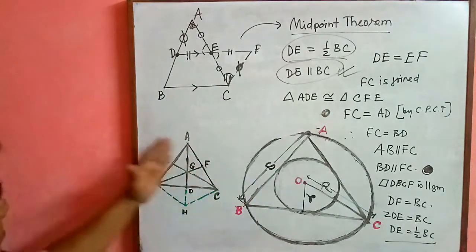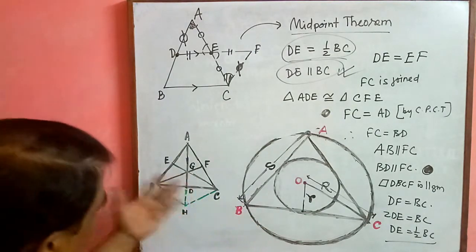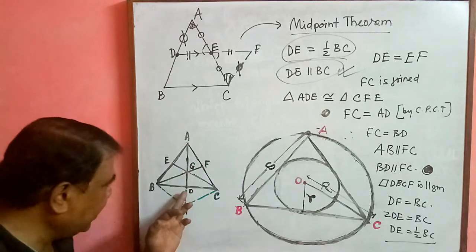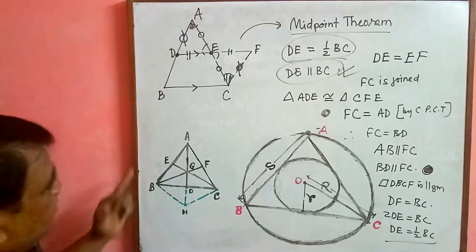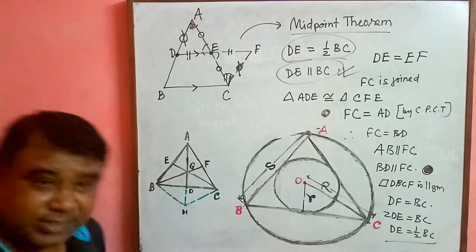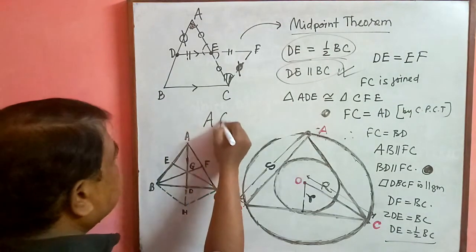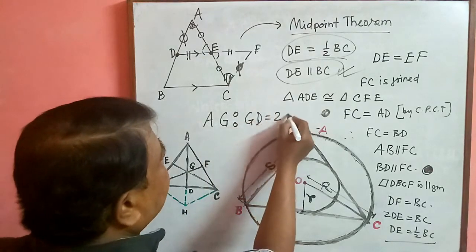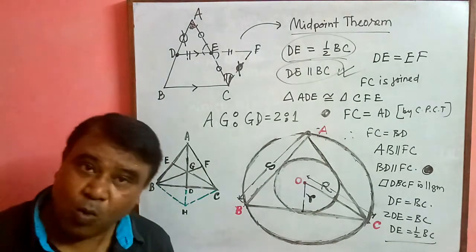Here you see the picture. ABC is a triangle. We know the centroid, here G is the centroid because this is the point of concurrence of medians AD, BF, and CE. These are all medians passing through the point G, and G is the centroid. We have to prove AG is to GD is 2:1. Let's see how we can prove this one.